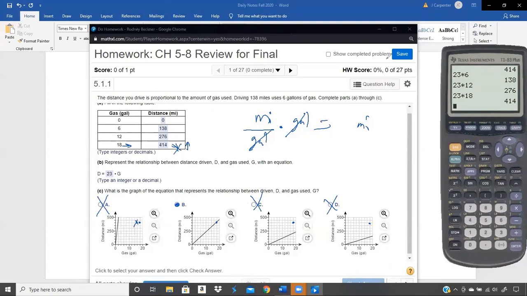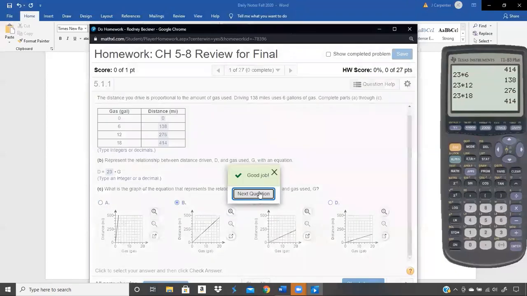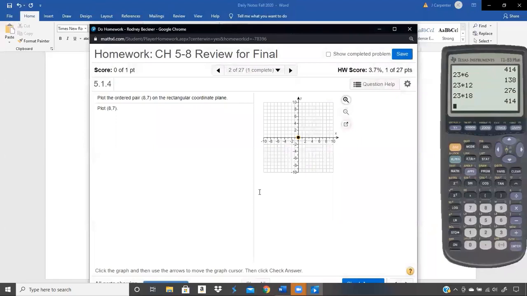All right, let me clear my screen so I can actually answer. And we said it was B, and it looks like we got it right. And there we go. Question 2, short and simple.